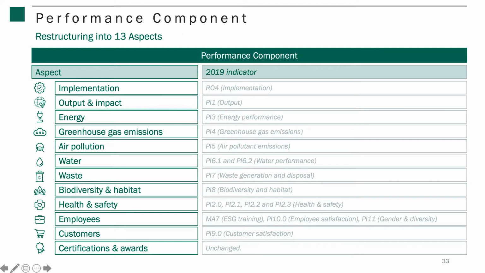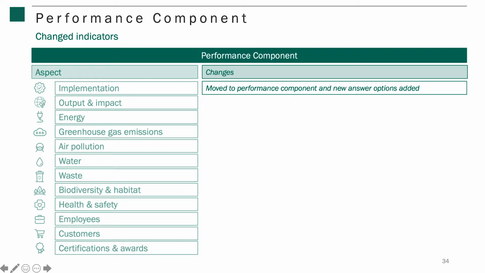The new aspects in the performance component are implementation, output and impact, energy, greenhouse gas emissions, air pollution, water, waste, biodiversity and habitat, health and safety, employees, customers, and certifications and awards. Let's run through the changes to the indicators in each aspect.